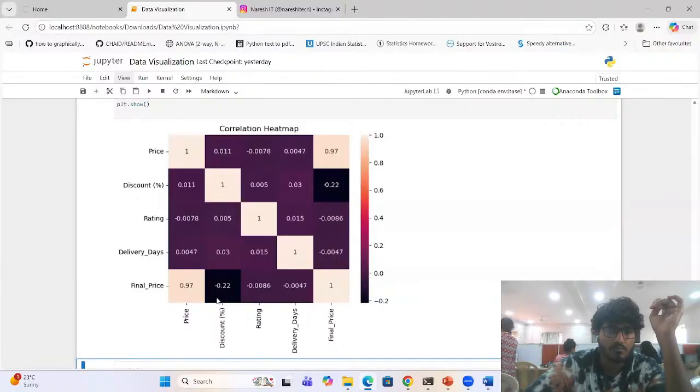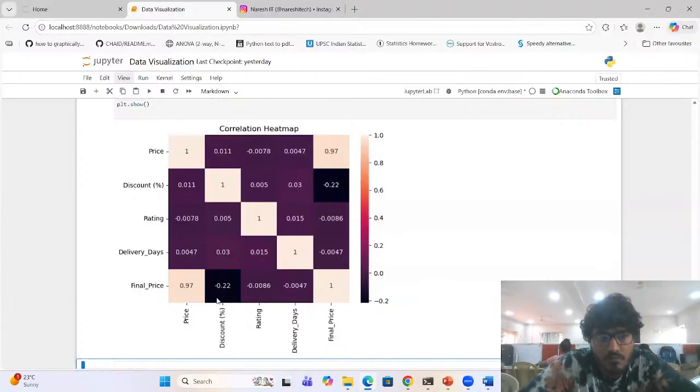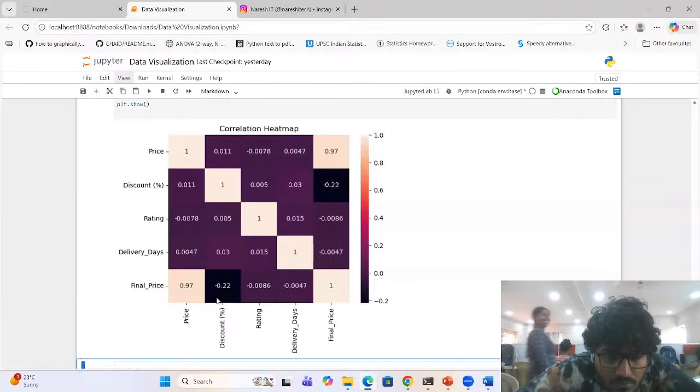That is minus 22%, which means if you keep on increasing the discount, the final price will decrease. Yes or no? Item price is 1000 rupees. 50% discount, how much? 500. 75% discount, 250 rupees. As the discount increases, the final price decreases. That we can see. It is a strong negative correlation, so you get a dark black color. Okay, so this is how you can do this.